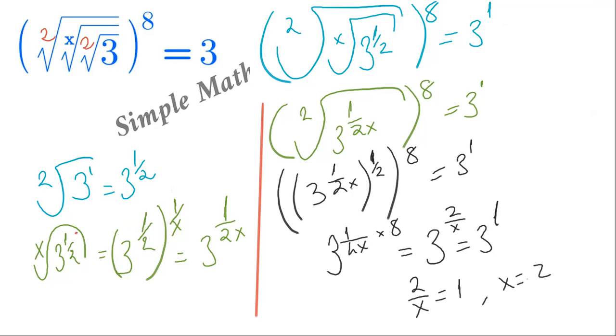In this case, we consider this as just one number with power 1. So if there are 2 powers, we multiply them. So if we multiply 1 over 2 by 1 over x, we will get 1 over 2x. So we replace this instead of this one. Now we have something much simpler, and we have one more square root to deal with.